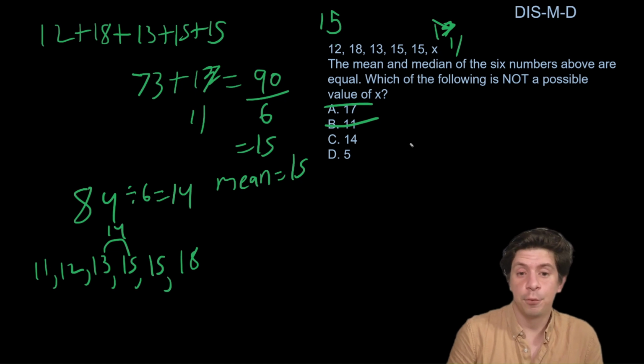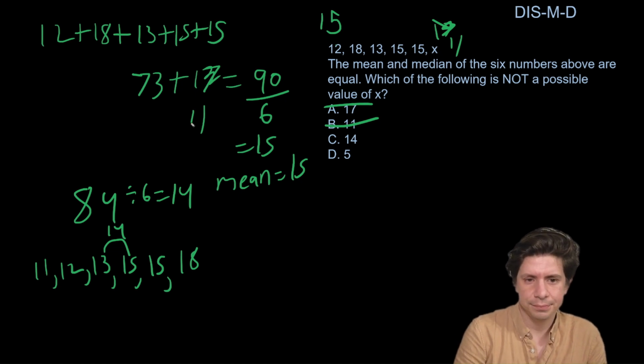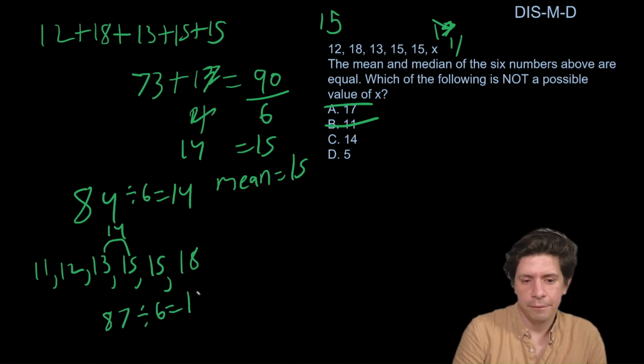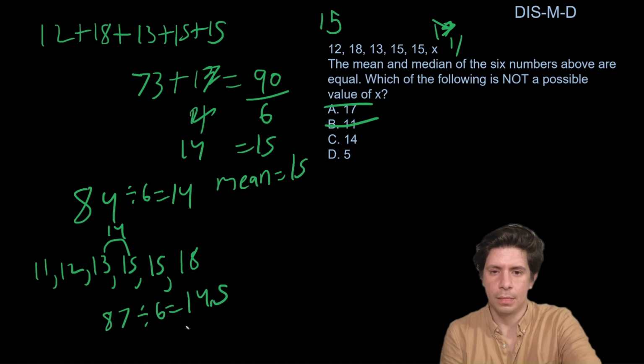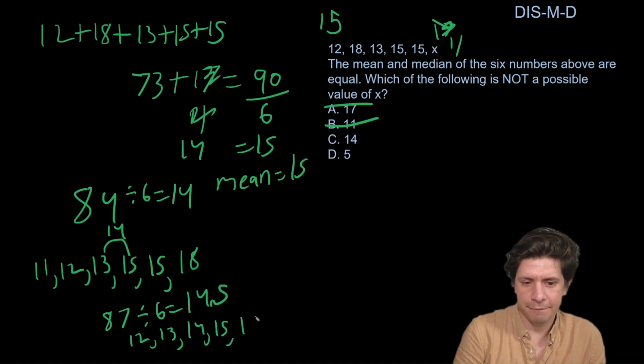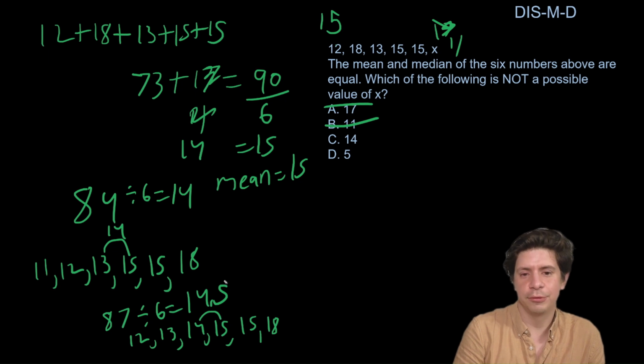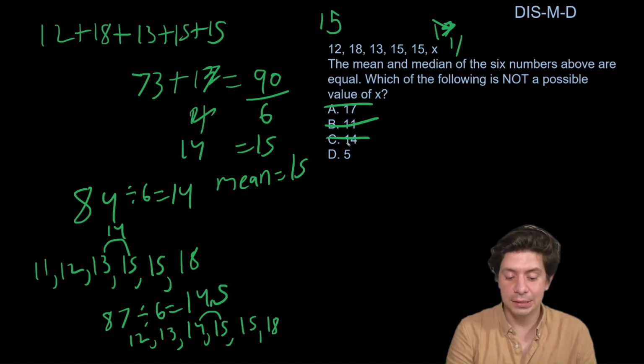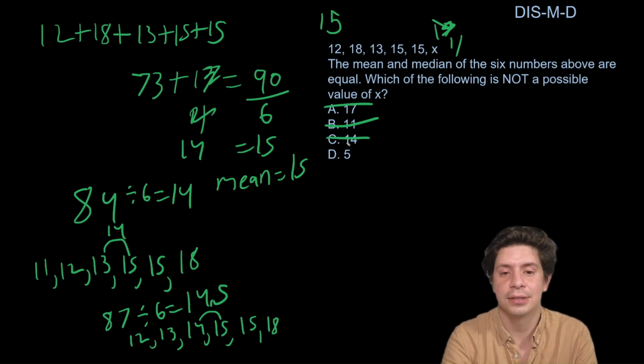Now if we have 14, our new sum would be 87. 87 divided by 6 gets us 14.5. And in this world we have 12, 13, 14, 15, 15, 18. And the middle number is here, and that'll be 14.5. So that's possible. So D should not be possible, and let's just check it to see what happens when we do D.